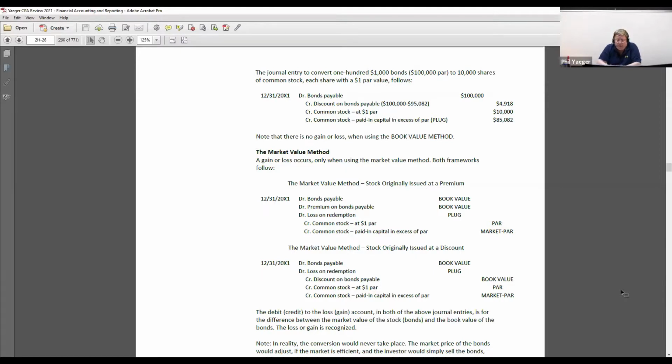But notice with the market value method, you can have a gain or loss on redemption. Do you see that? Why is that? Because the bonds are at book value, and the common stock is being converted to its market value. So there's a difference. We're debiting book value, and then we're crediting the common stock and the APIC in excess of par at market value. So the difference is going to be either a gain or loss on redemption. Everyone got that?